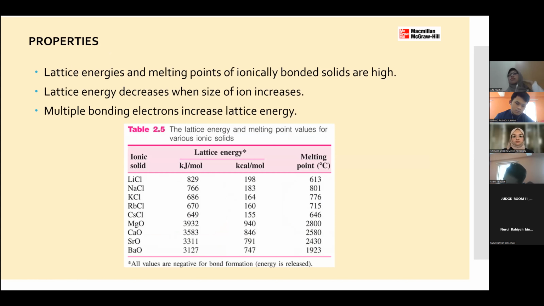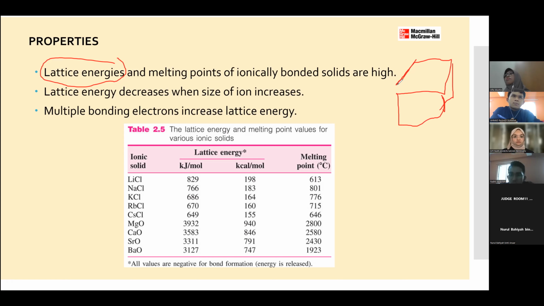Because the ionic solid makes a crystal structure, an arrangement like that, they have a lattice energy. And because the structure is like cubic, for example sodium chloride has a cubic structure because they form like that, of course they have high melting points.